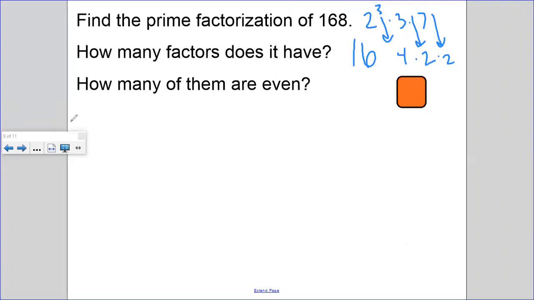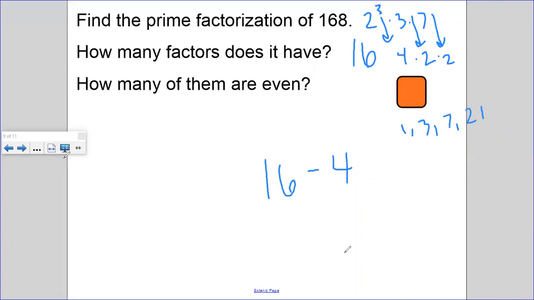So how many of them are even? Or how could we find out how many of them are even? You could subtract how many ones are not even. Sure. How many factors would be odd? 4: 1, 3, 7, and 21. Yeah, we could subtract 4. Those being 1, 3, 7, and 21.